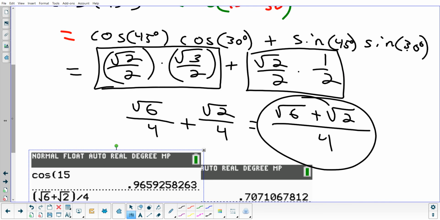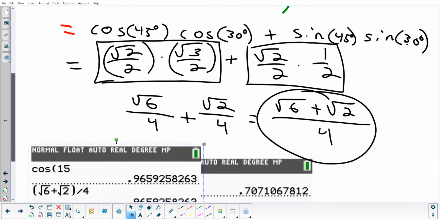This doesn't allow us to do every single angle you could think of, because could you do cosine of 10? Not really. Because you need a way to write 10 as a difference of 30s and 45s, and I don't think you're going to be able to do that. But you can do the 15s.